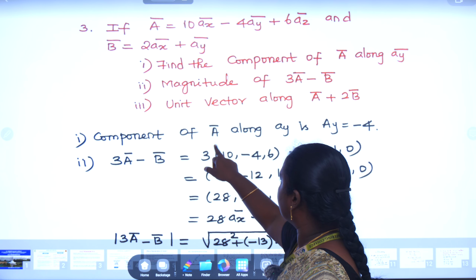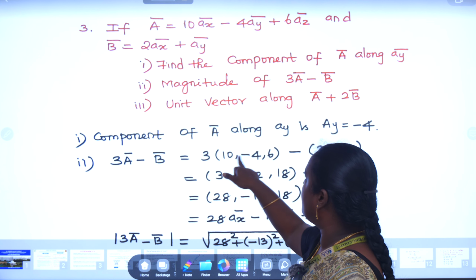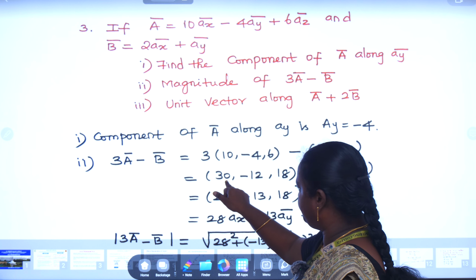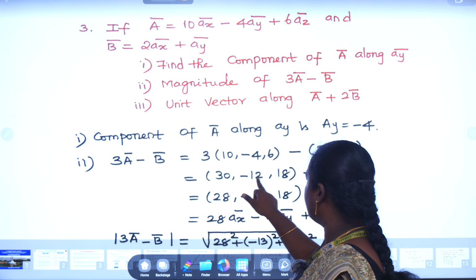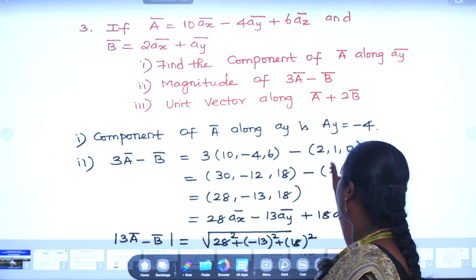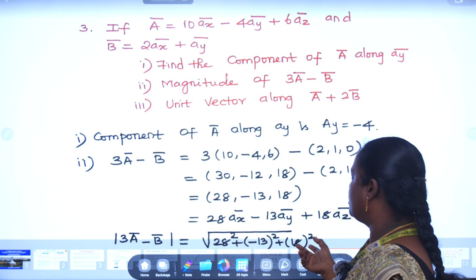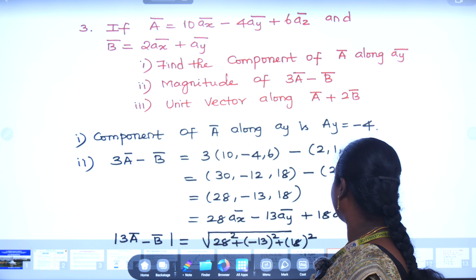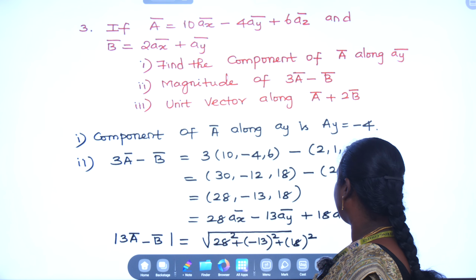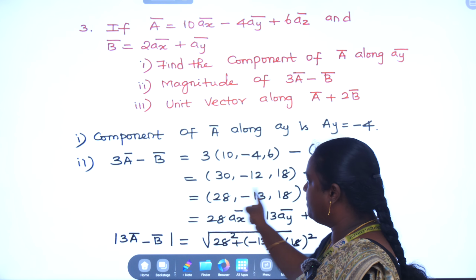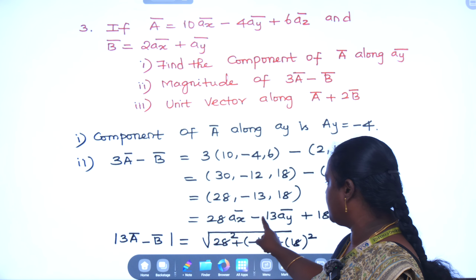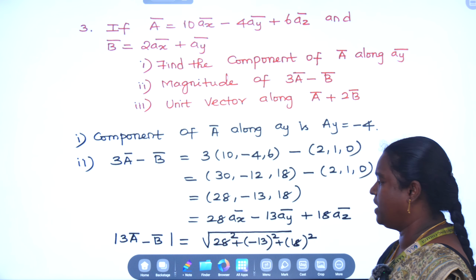So the A vector value is given, 10, minus 4, 6. So multiply with 3, so 3 into 10, 30; 4 into 3, minus 12; 6 into 3, 18. Then subtract this B vector. So directly we can subtract. 30 minus 2 is 28, minus 12 minus 1 is minus 13, 18 minus 0 is 18. So the value of 3A vector minus B vector is 28 AX minus 13 AY plus 18 AZ.